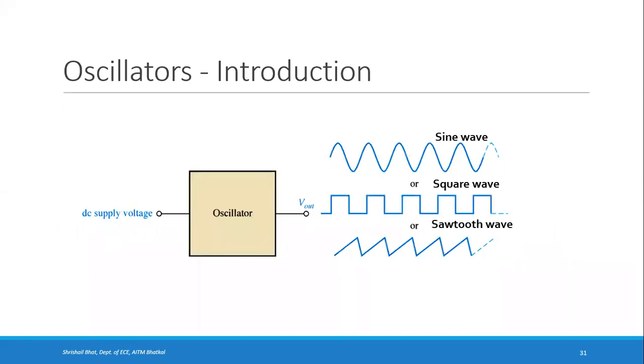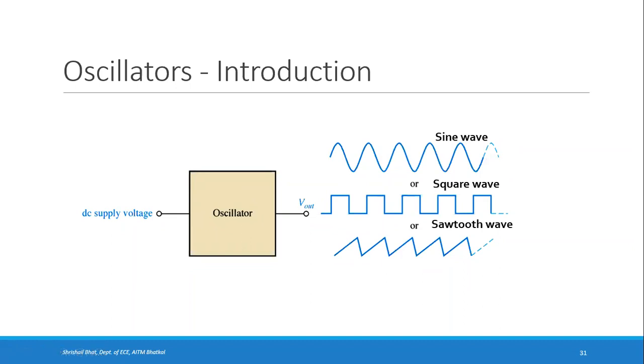So if you look at the diagram of an oscillator, this can be seen as a block diagram wherein there will be an oscillator circuit inside. It will take the DC supply voltage and convert it into some oscillations. Those oscillations may be sine wave, square wave, or sawtooth wave. So these oscillators generate signals with different frequencies by drawing from the DC power supply.